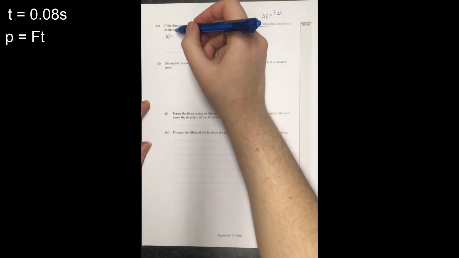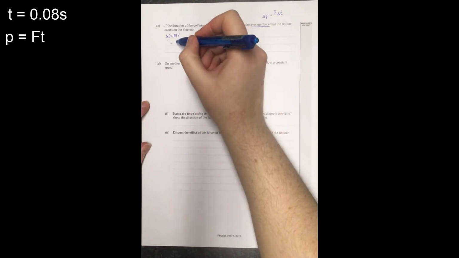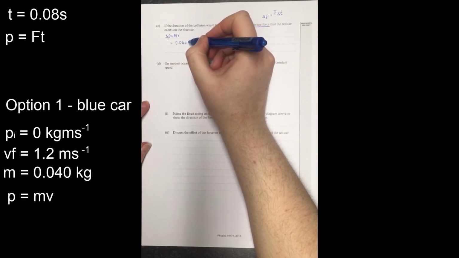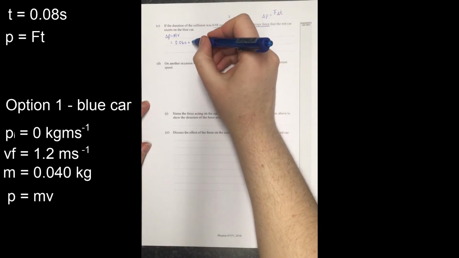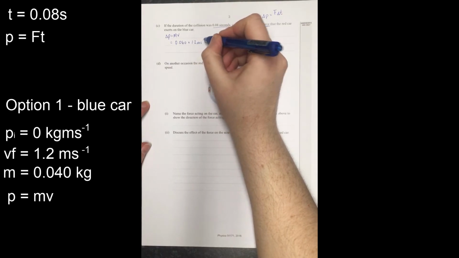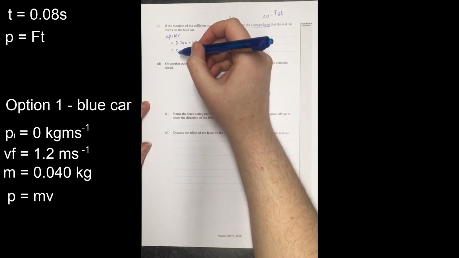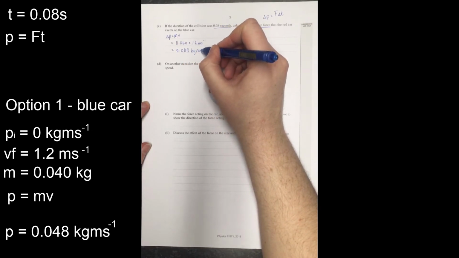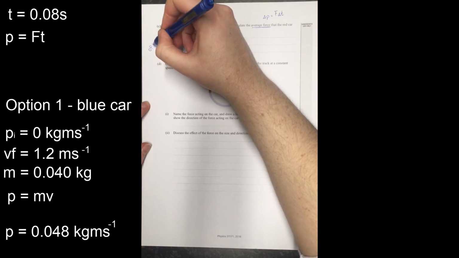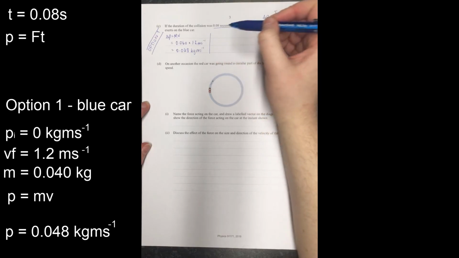And that is simply mass times velocity. So we have the blue car mass of 0.040 kilograms times its final velocity of 1.2 meters per second. Okay, and that should end us up with 0.048 kg meters per second. So this is option 1.